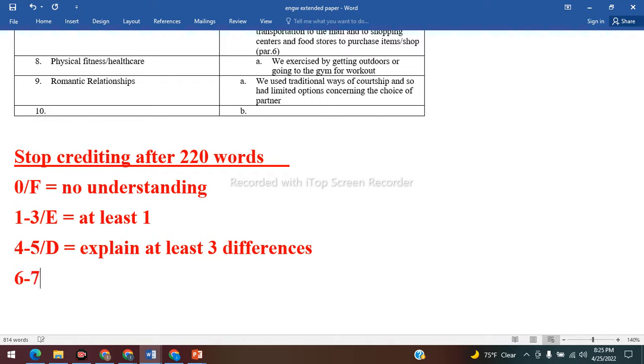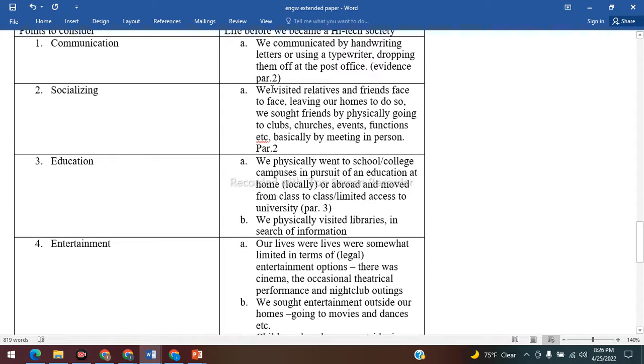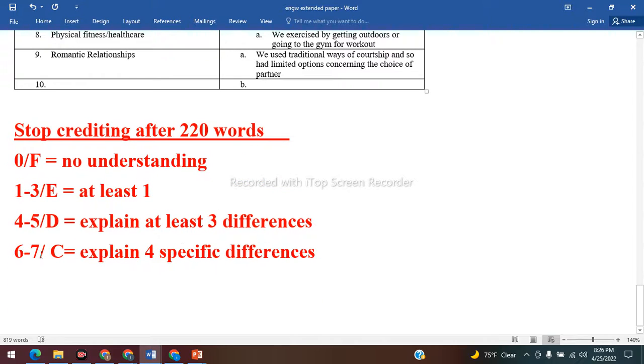6 to 7 marks is C. That's if you explain fully four specific differences. Or you explain four of these well, like how I have these like this. You give four of them solid and you explain them well, and you get between 6 to 7 marks. And then gradually it extends.